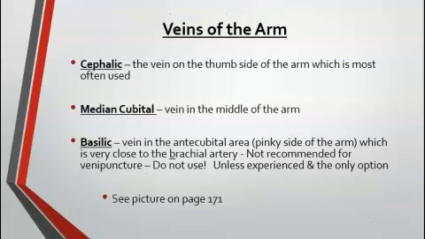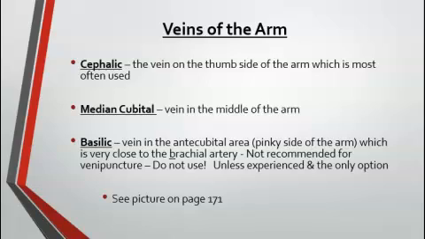Okay, so we talked about the veins of the arm briefly when we were talking about palpating the arms and trying to feel the veins, but let's talk about the locations of each of the arm veins. The cephalic vein is located on the thumb side of the arm, and this is the vein that's used most often when we're completing venipunctures. Then there is the median cubital, and this is the vein that's in the middle of the arm. And then finally there's the basilic.